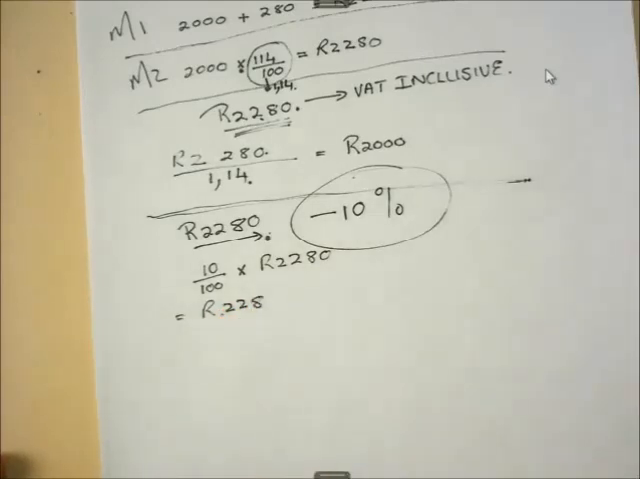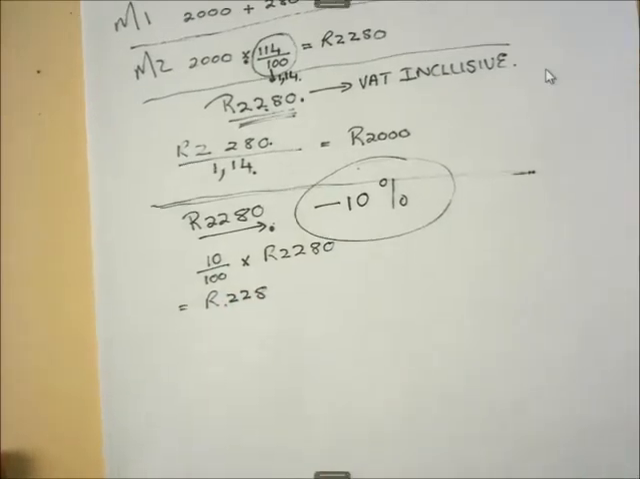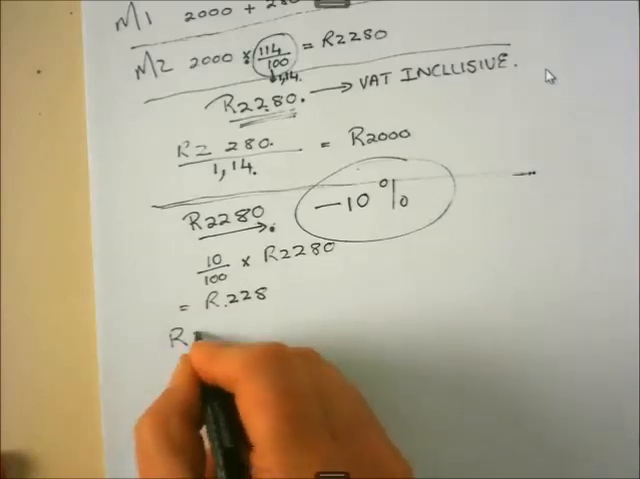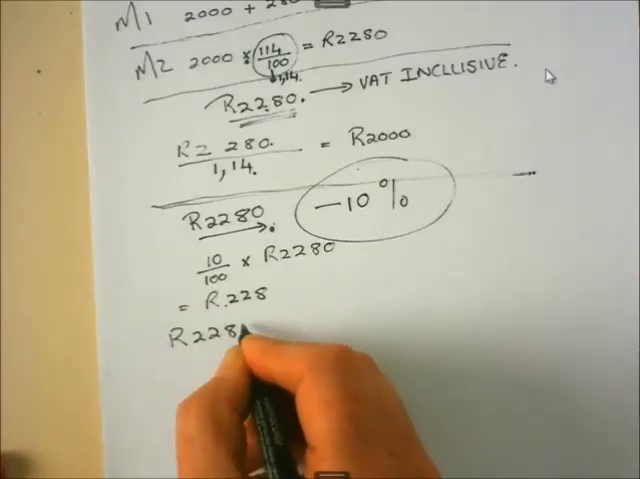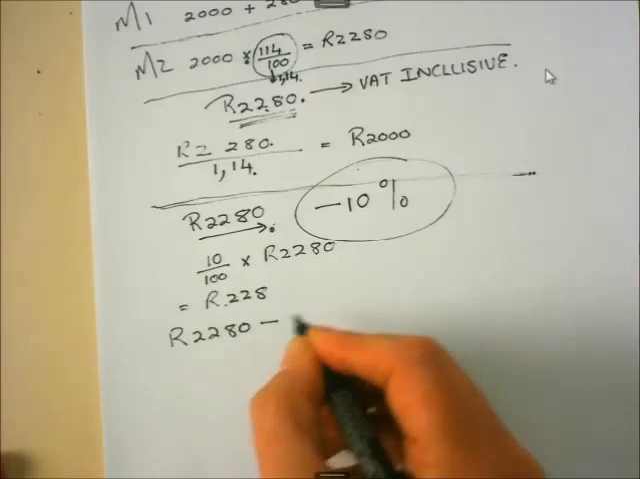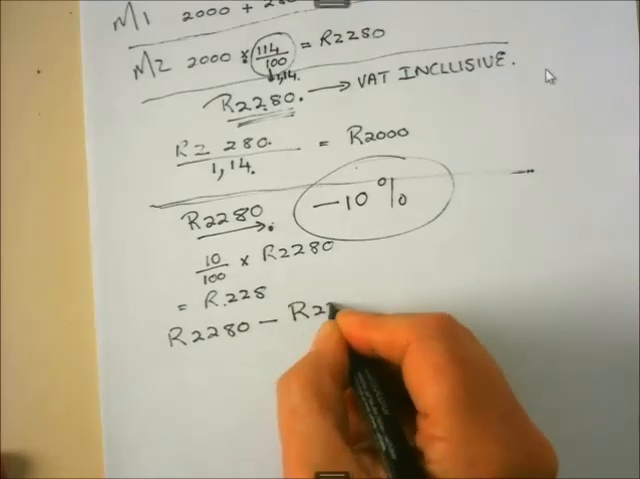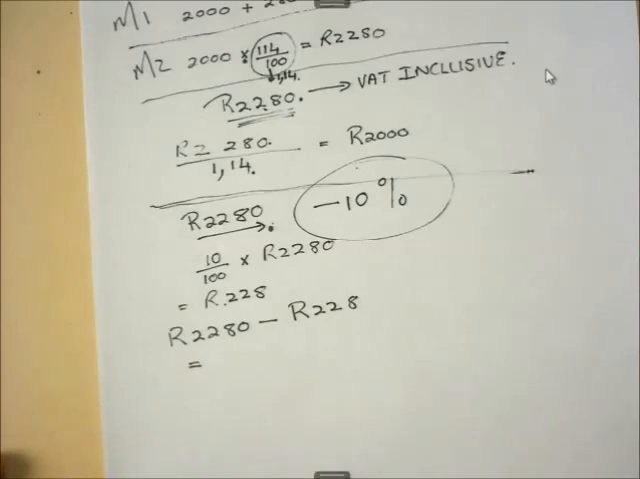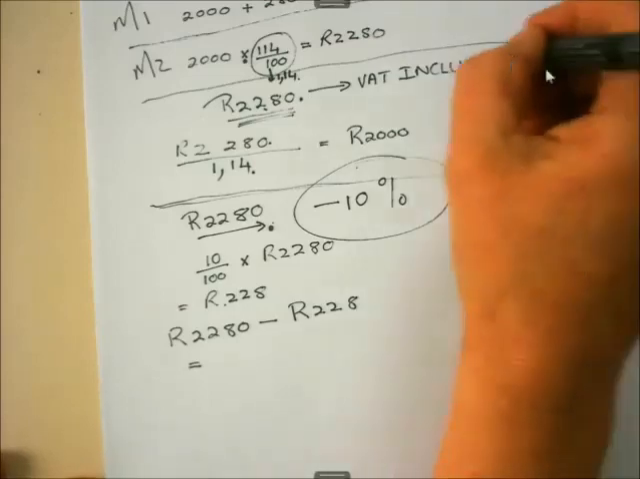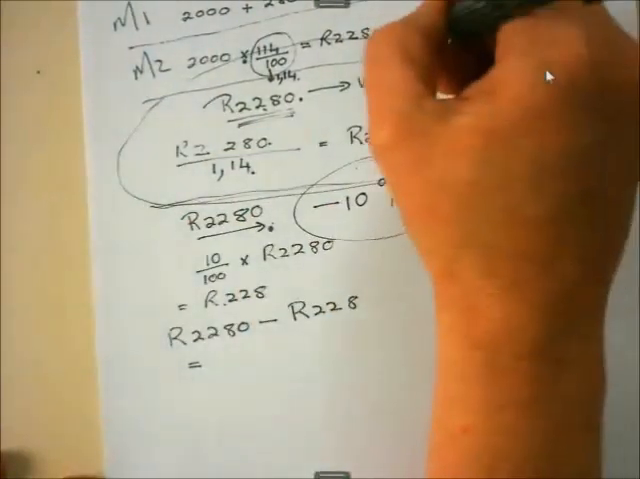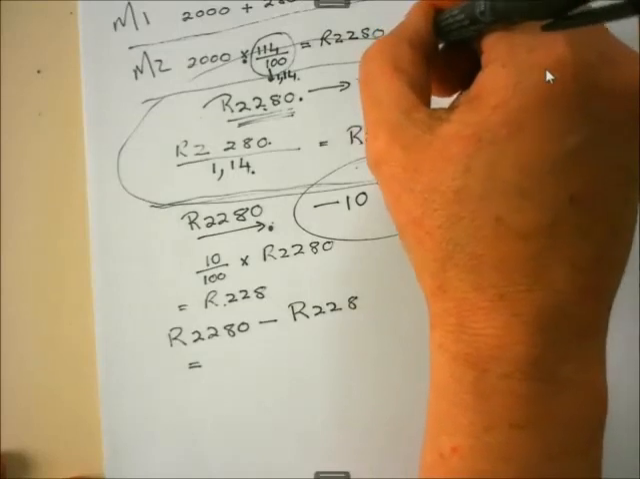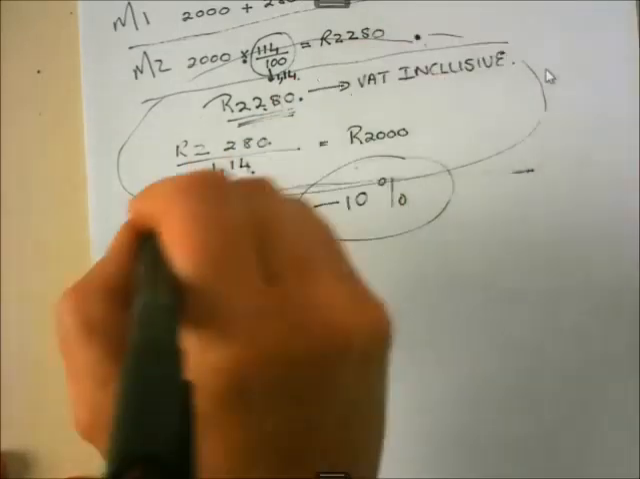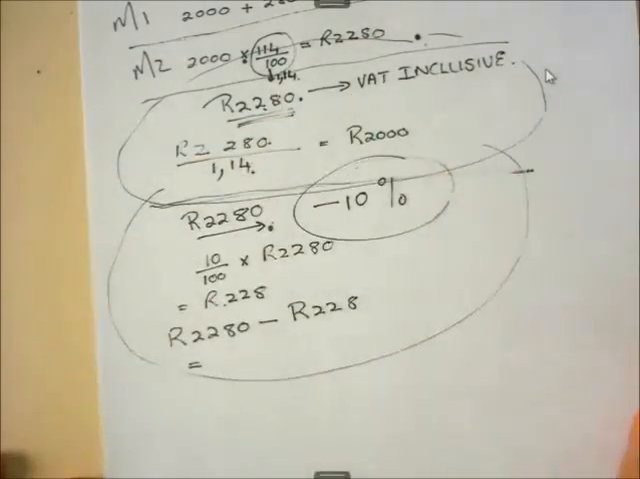Am I right? Okay? And then if I want to know what I will pay for the cell phone, I will say 2,280 minus 228. And I will get the final amount. Okay? Grade 12, it's very, very important that you understand the difference between this calculation, which is the reverse percentage calculation, and the percentage decrease.